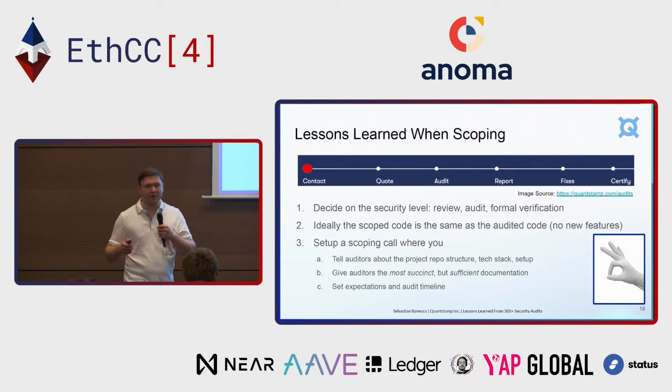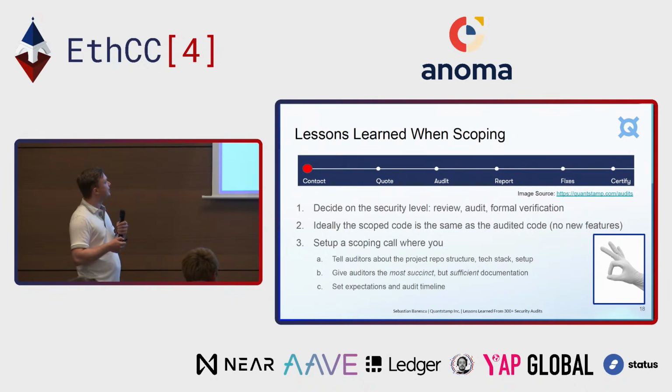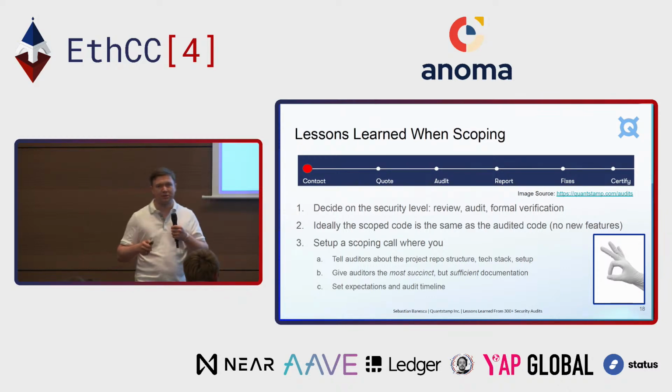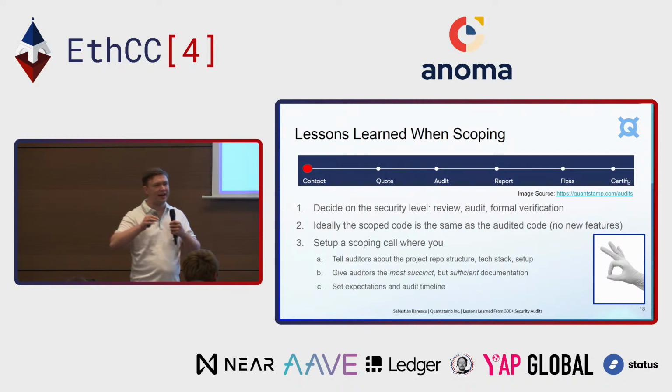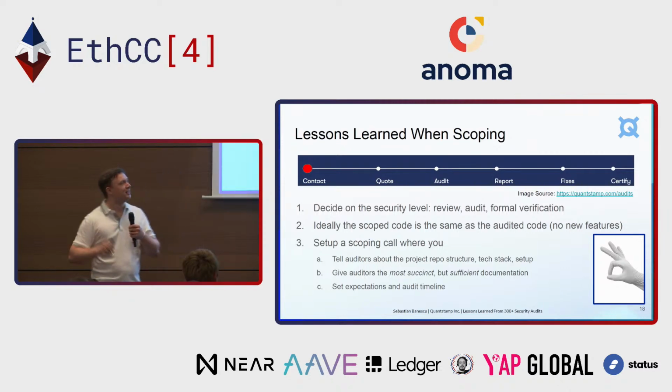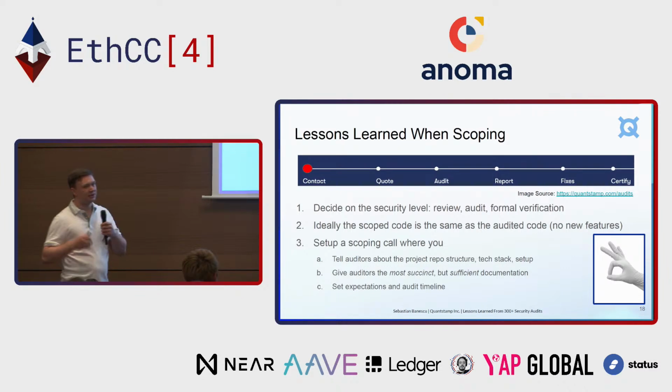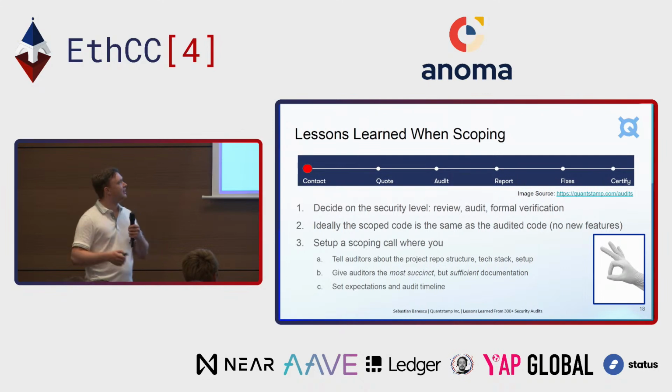So lessons learned while scoping. The first phase, right? First, decide what you want. If you want a high-level review, a manual audit, formal verification, whatever you want, just decide on it, contact the firm. Ideally, the code that they scope is going to be the same that has been audited, right? There have been cases where we're contacted to scope something, and when we get to audit that thing, it's double the size or even more. So that is not cool. And it's going to lead to delays and everything because we haven't planned for that much capacity, right?